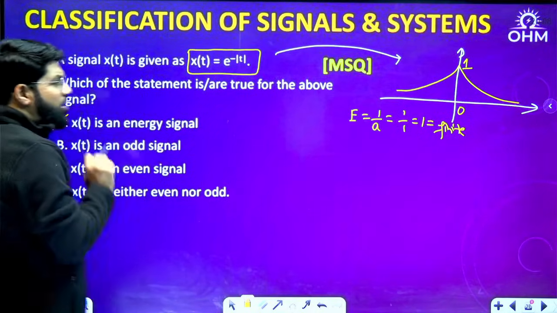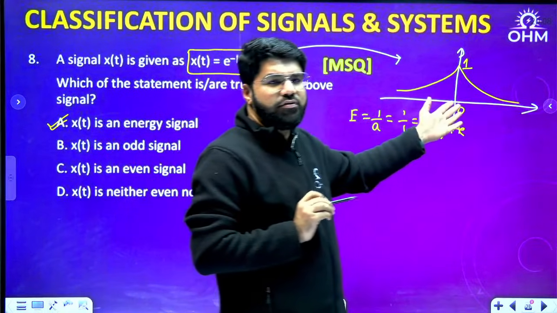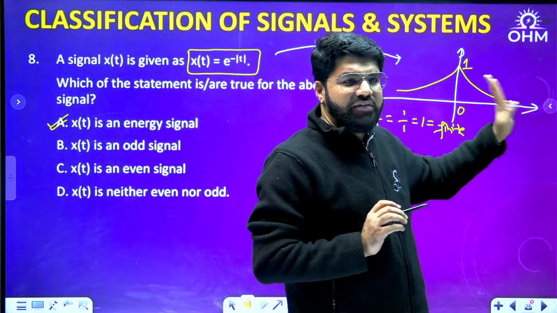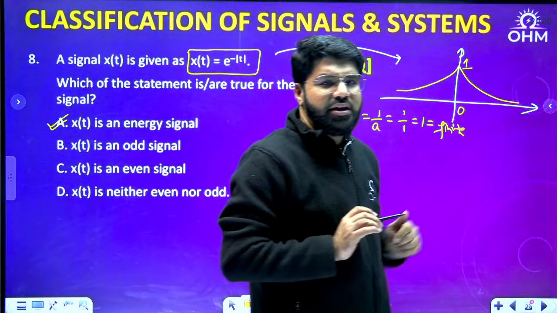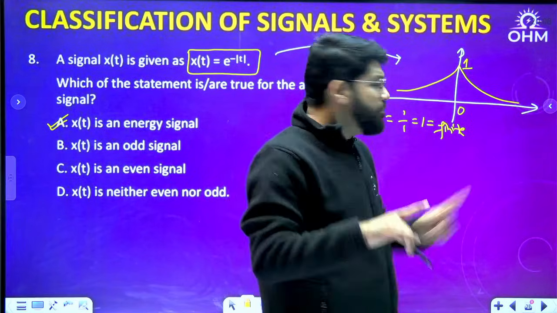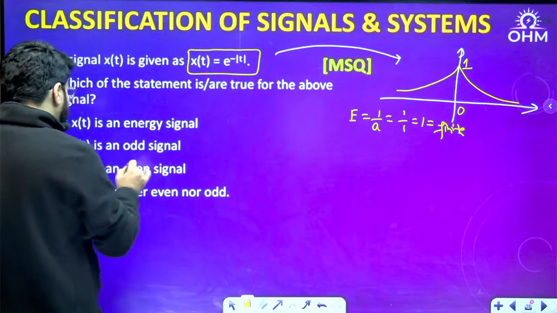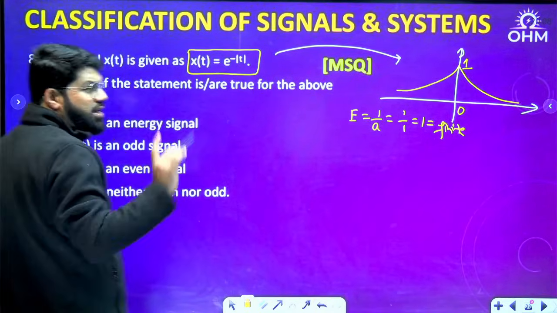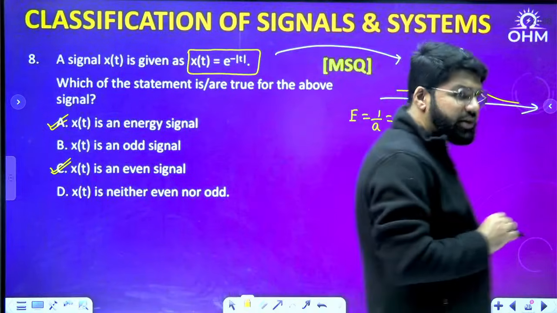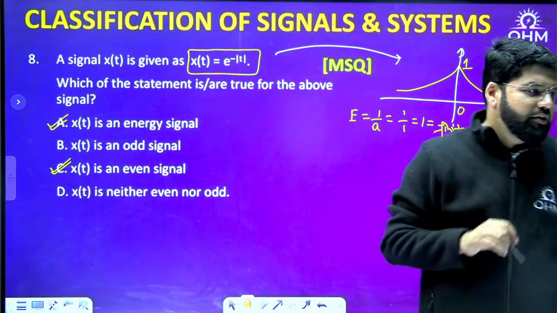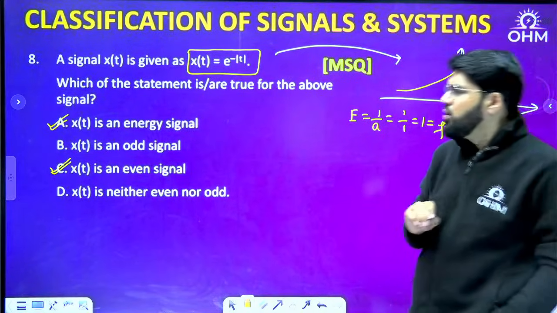Is it an even signal or odd signal? Very clearly you can see the graph. It's even symmetric. Even symmetric means identical to left and right. When left and right differ in sign, plus here, minus here, then that is odd symmetry. So what type of symmetry here? Even symmetry. Correct answer A and C. Two answers are correct for this MSQ question. Got it? Okay, next question.